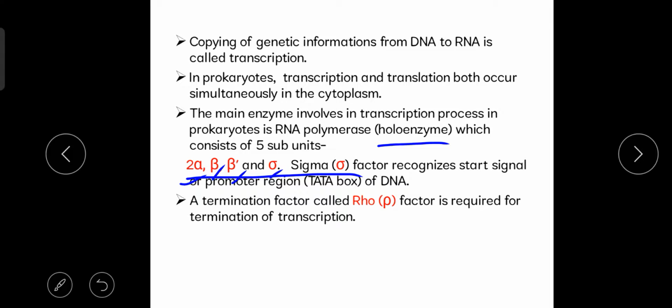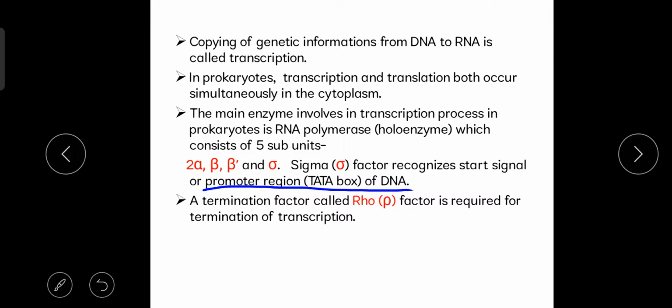Among these 5 subunits, the alpha, beta, and beta prime subunits are known as the core enzyme, the main subunits of the RNA polymerase enzyme. Whereas the sigma factor recognizes the start signal, or the promoter region of the DNA. The promoter region means the region in which the RNA polymerase binds before the process of transcription.